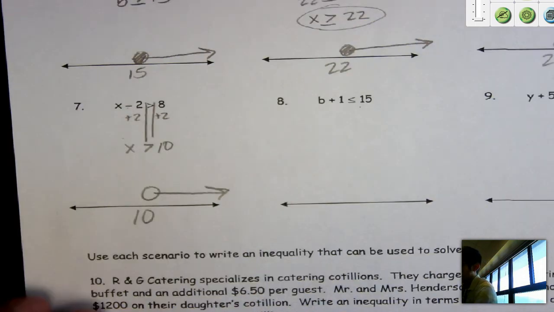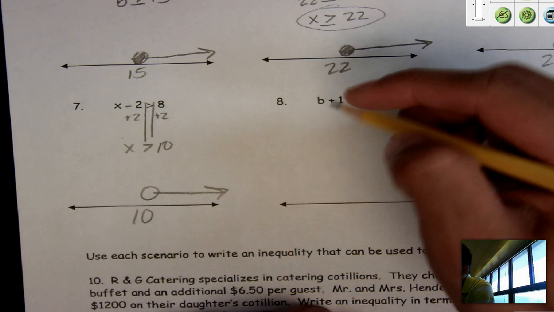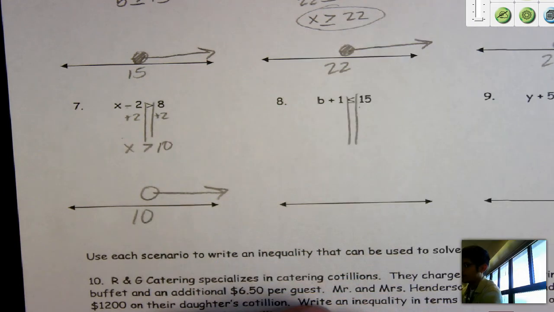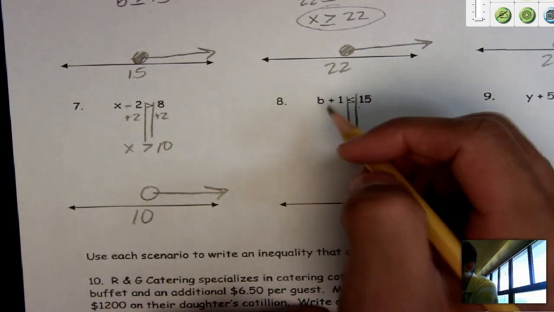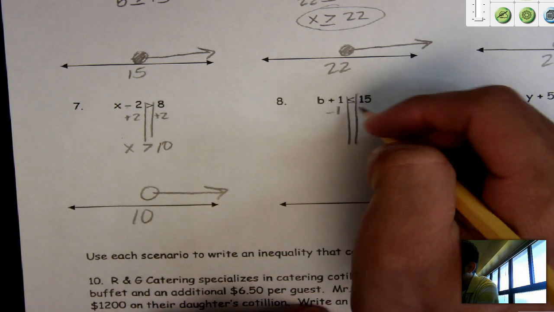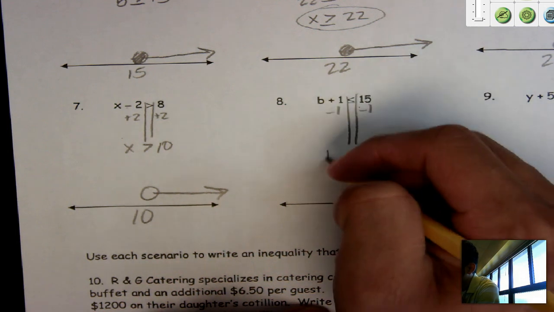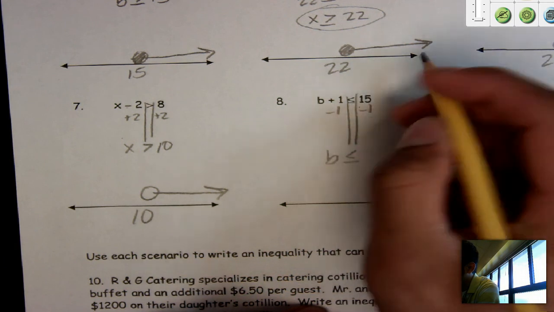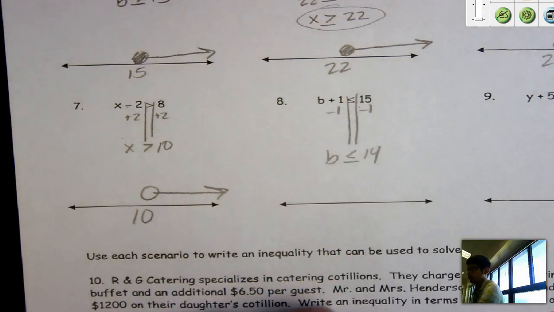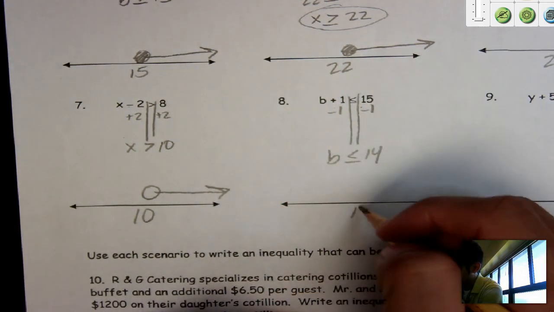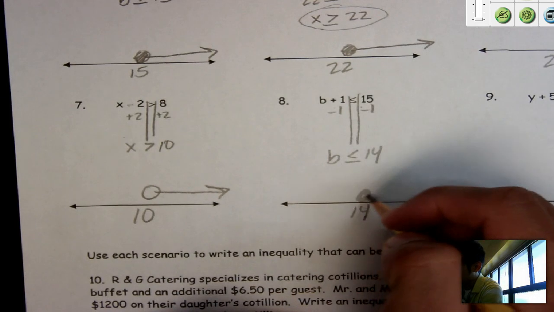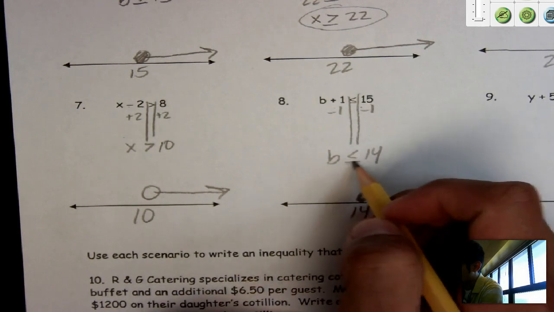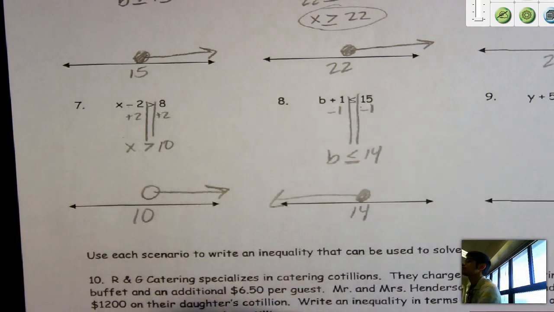All right, last one, number 8. Or no, I'm sorry, not the last one. B plus 1 is less than or equal to 15. I'm going to do the opposite of plus 1, so that's going to be minus 1, minus 1. So I have B is less than or equal to 14. 15 minus 1 is 14. I put 14 in the middle. Got my little closed circle because the line is underneath it. It's going to go to the left.